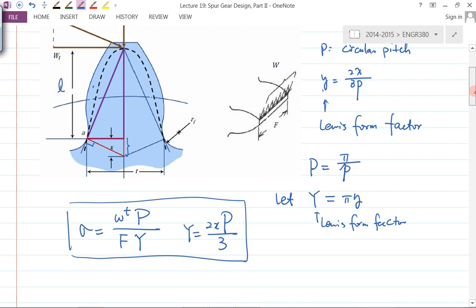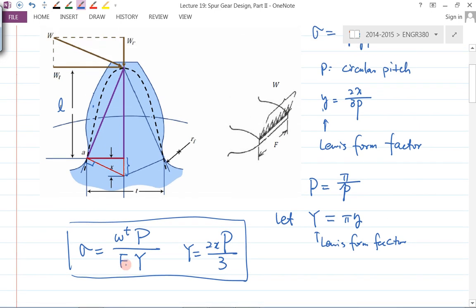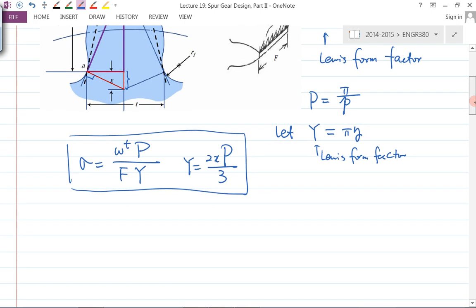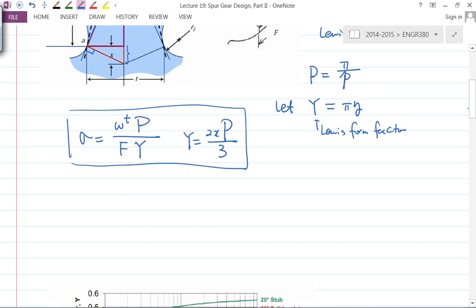You need to be careful here. The F is not the force, huh? The F is the face width. And Wt is the tangential force or the transmitted load. It's not W, huh? It's not W. Is that okay? Okay, so now from here, let's do a few observations first, and then we'll make a few conclusions.